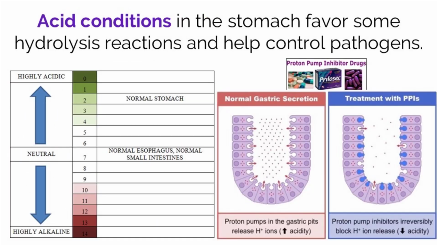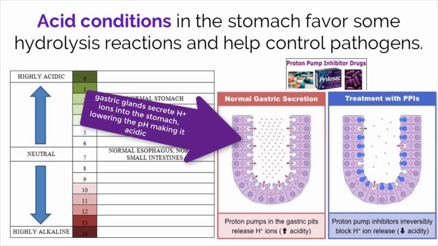The stomach is a very acidic place, and for a good reason. Gastric glands within the stomach secrete an acidic solution that creates a low pH environment, which digests food, activates stomach proteases, and destroys potential pathogens ingested with our food.